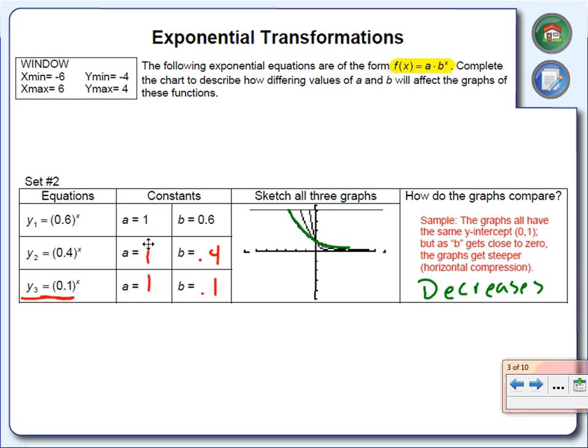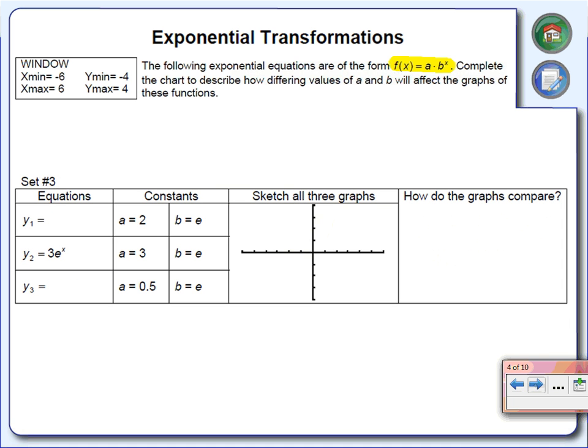All right. Why? Anybody know why this one is decreasing? What's different about these equations compared to that first set that we looked at? They're decimals. They're numbers between 0 and 1. That's why we're getting a decrease. And we'll talk more about that in a minute. All right, let's look at the third set.